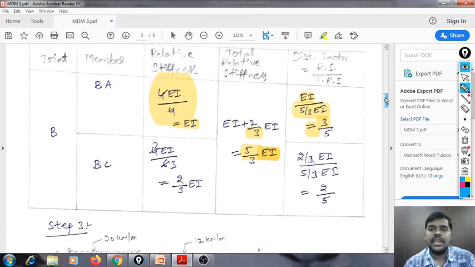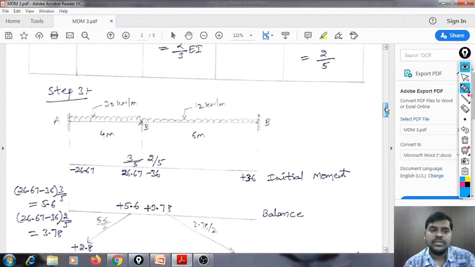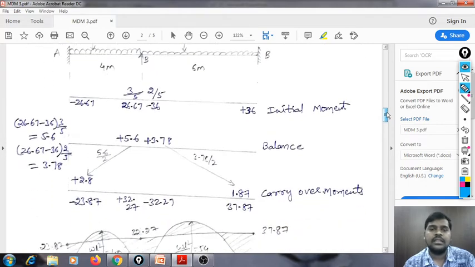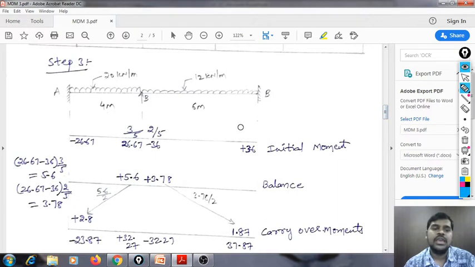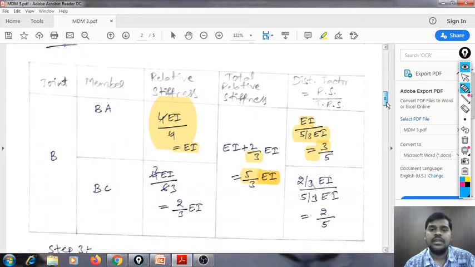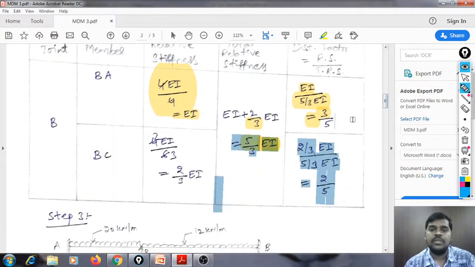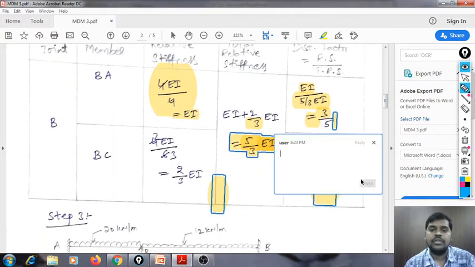So this is an iteration method. Step 3 is calculating the moments and distributing the moments. So here 3 by 5 and 2 by 5. What are these two? These two are nothing but the distribution factors.